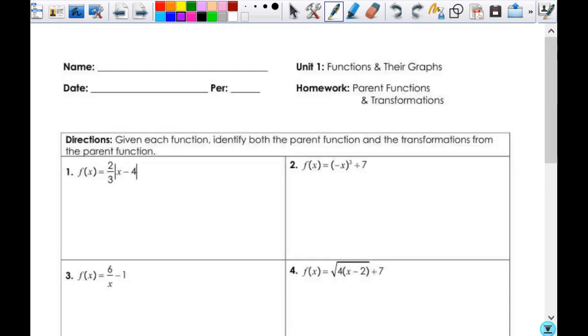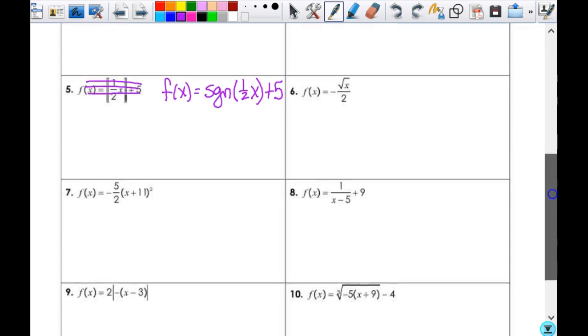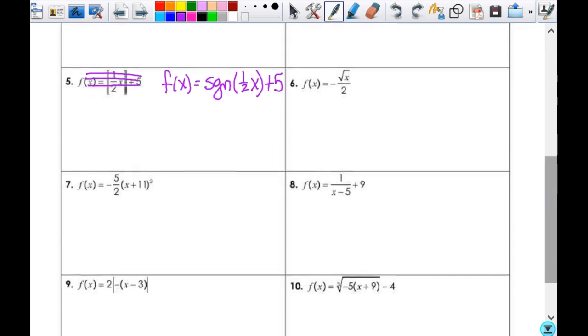All right, so now if you look at your homework on number 5, change number 5, because that's that greatest integer that we skipped, and change it to the signum. So f of x equals signum of 1/2 x plus 5.